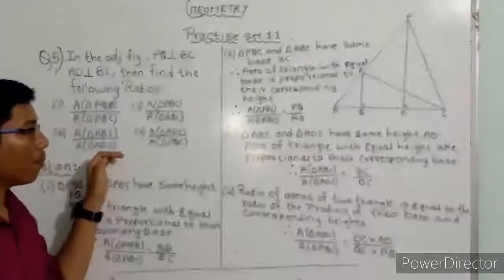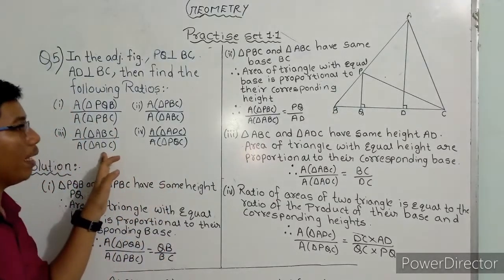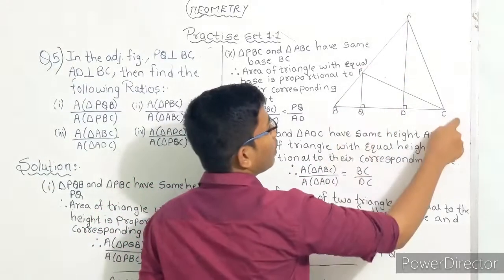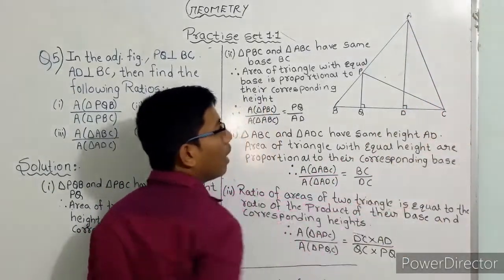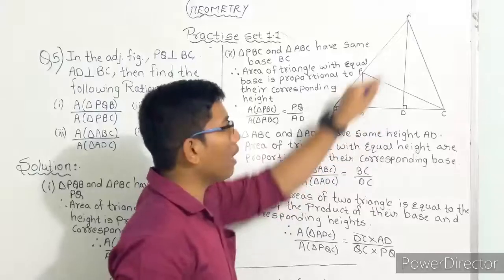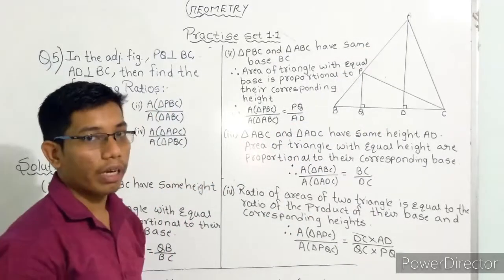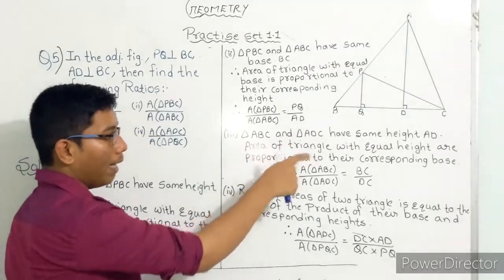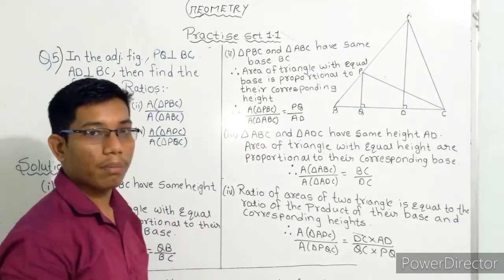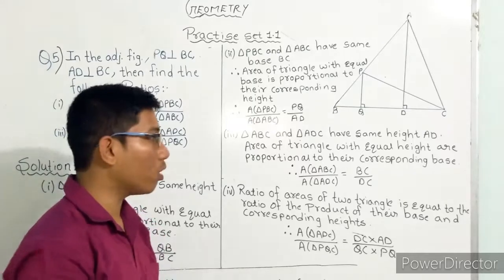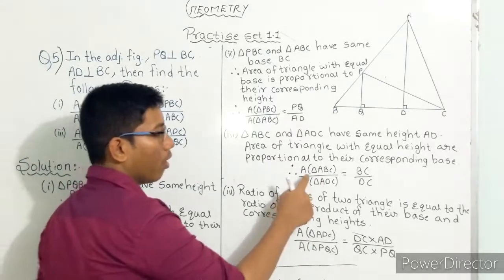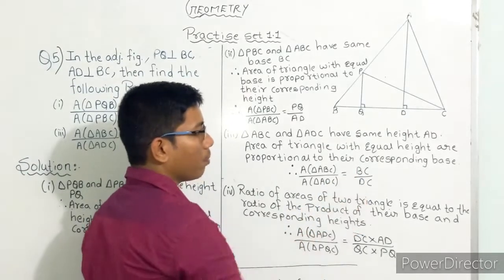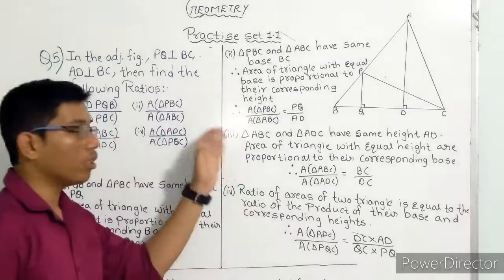Now we move on to the third part, that is area of triangle ABC upon area of triangle ADC. In this, the same AD is acting as a height for both the triangles. So we write in the solution part that triangle ABC and triangle ADC have the same height AD. If the triangles have the same height, the ratio of areas is proportional to the corresponding base. So area of triangle ABC upon area of triangle ADC is BC upon DC, which is the base of both the triangles. This is the third part.